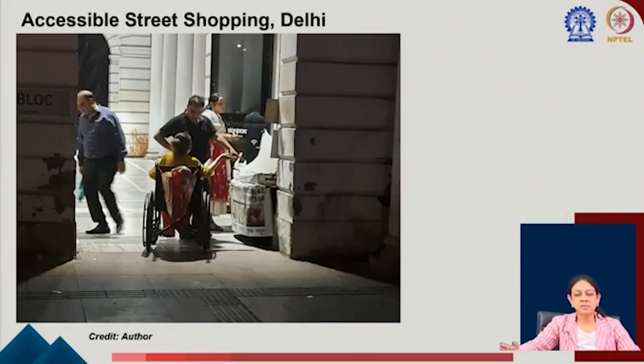Now, accessible street shopping is something which may be very easily doable. It doesn't need a lot of effort. People who are from Delhi know this place, Connaught Place, CP.